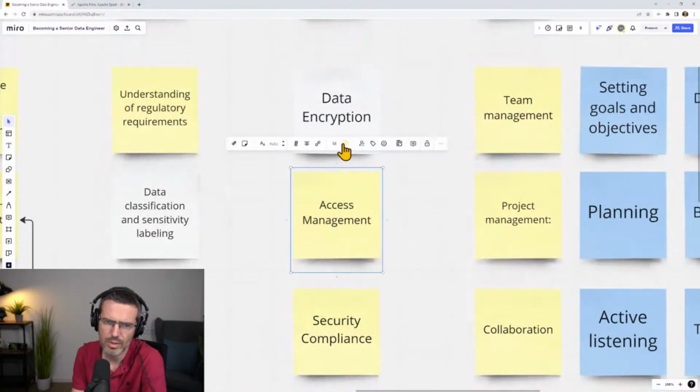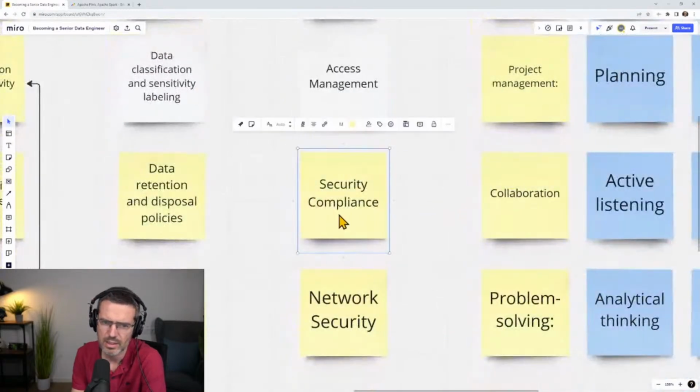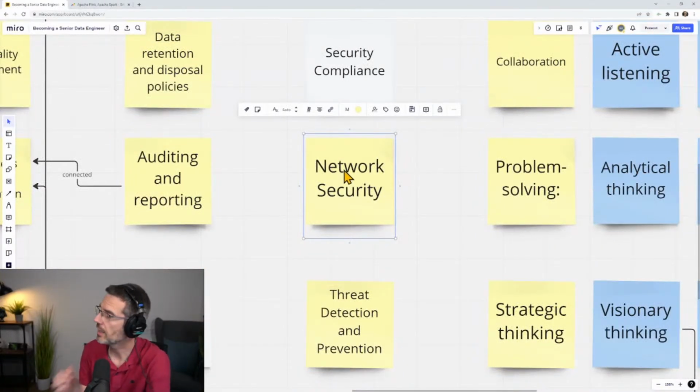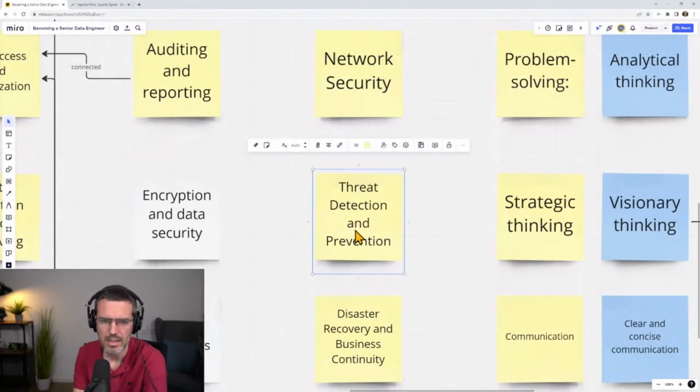Access management, we already talked about. Security and compliance, we already talked about before. Network security is more of a hard topic, right? It's more of a design topic of the platform and more of a low level topic. But let's keep this. Threat detection and prevention, we were also talking about this before.